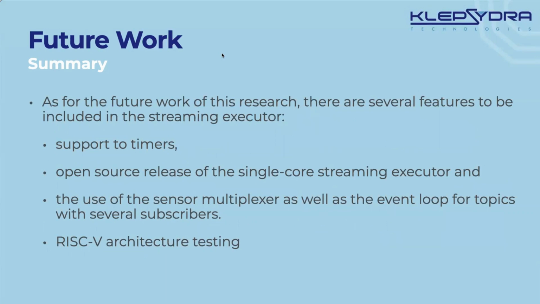We have another API, as was shown in the first part of the presentation, called the sensor multiplexer, that we want to introduce here as well, because it may increase the performance on certain specific variations of ROS2 applications, especially with LiDAR or cameras involved. And finally, throughout this year, there will be some testing on the RISC-V architecture.